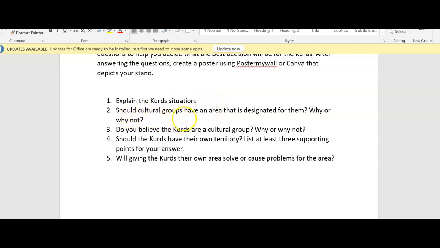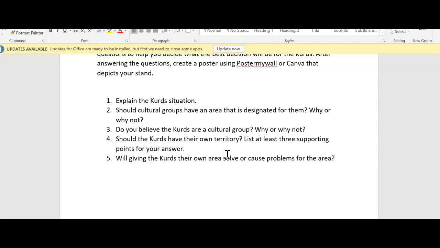Decide, should cultural groups have an area that is designated for them? Why or why not? Do you believe the Kurds are a cultural group? Why or why not? Should the Kurds have their own territory? And here you have to list at least 3 supporting points for your answer, whether you say yes or no. If you say yes, they should have their own territory, support it. What are your facts that you're using to support it? If you say no, what are your facts?